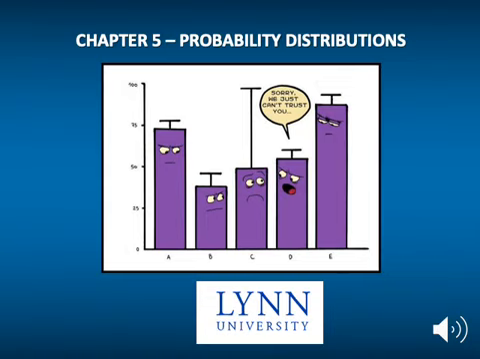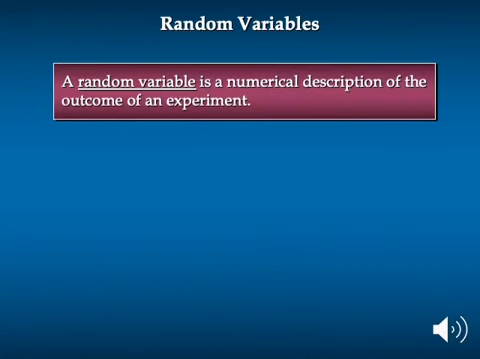This covers Chapter 5, and in Chapter 5 what you're looking at is probability distributions. We're going to be looking at random probability distributions and then two specialty kinds. One's called binomial and the other one is called Poisson. So we'll start first by talking about random variables.